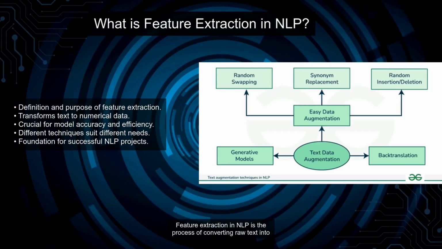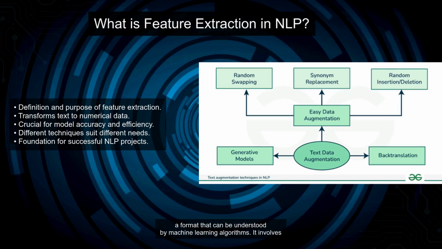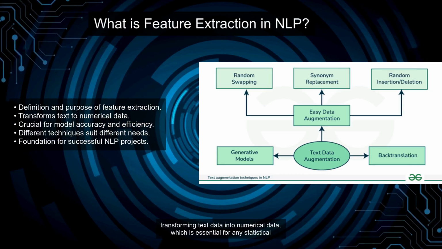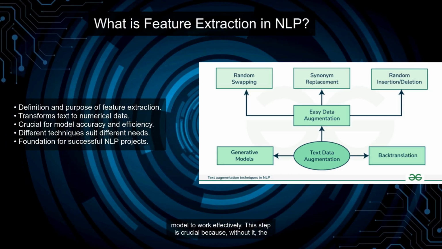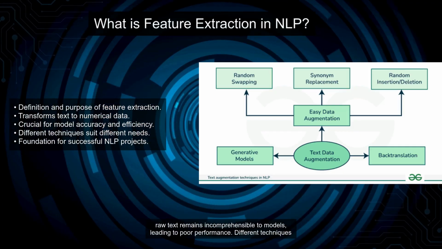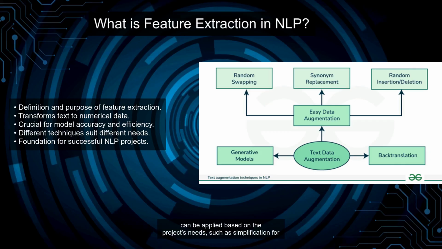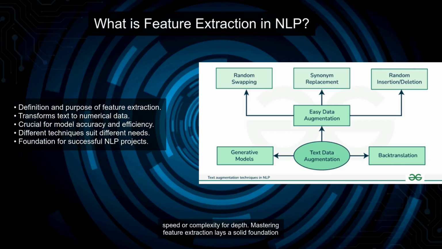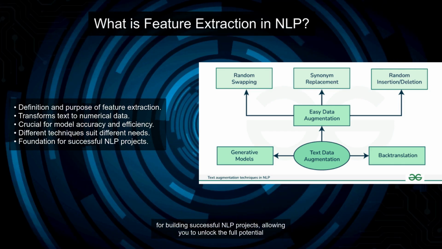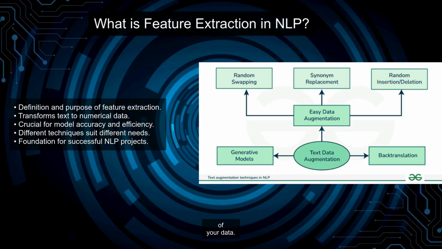Feature extraction in NLP is the process of converting raw text into a format that can be understood by machine learning algorithms. It involves transforming text data into numerical data, which is essential for any statistical model to work effectively. This step is crucial because, without it, the raw text remains incomprehensible to models, leading to poor performance. Different techniques can be applied based on the project's needs, such as simplification for speed or complexity for depth. Mastering feature extraction lays a solid foundation for building successful NLP projects, allowing you to unlock the full potential of your data.